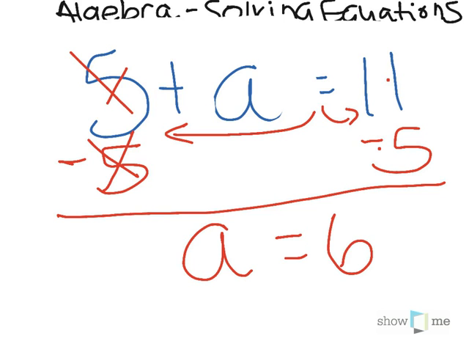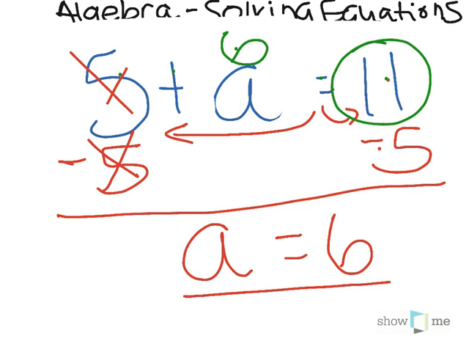Now, if this is true, and a does in fact equal 6, everywhere I see a in my original equation, I should be able to plug back in a 6, and 5 plus 6 should equal 11, and it does. And I know you knew that ahead of time. I know that you looked at that and went, 5 plus a is 11, well, that's 6. But there are steps, and there is a process that you do have to follow.